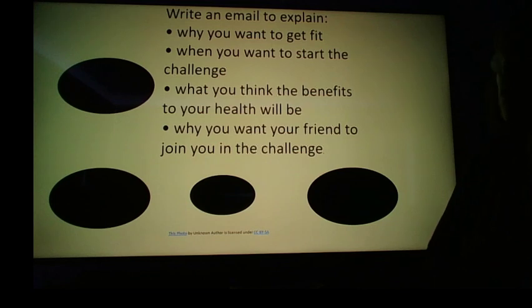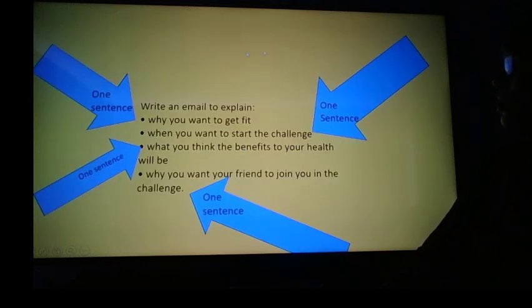And if there are 4 bullet points for your functional skills, your examiner will be marking and giving you a point for each one of those bullet points. So if you ignore them, you're not going to get as many marks. So your bullet points: why you want to get fit, when you want to start the challenge, what you think the benefits to your health will be, why you want your friend to join you in the challenge. So you've actually got to write 1 sentence for each of those bullet points.